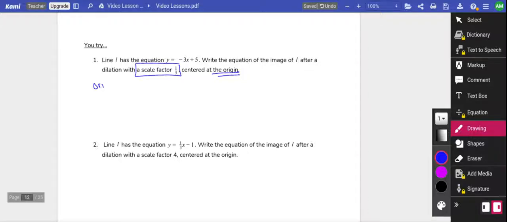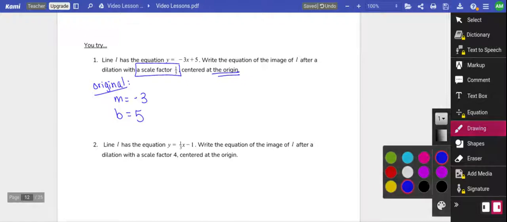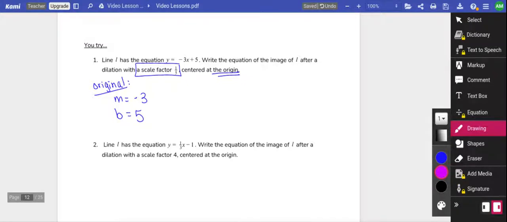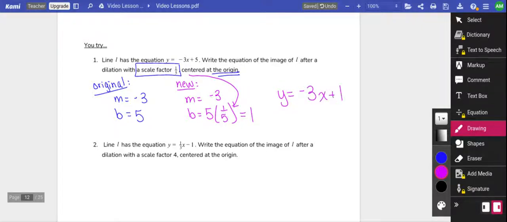So if I want, I can label that our original slope is -3 and our y-intercept is 5, which means that for our new equation, our slope will be -3, but the y-intercept will be multiplying the y-intercept, which is 5, by the scale factor. So the new equation is y equals -3x plus 1.